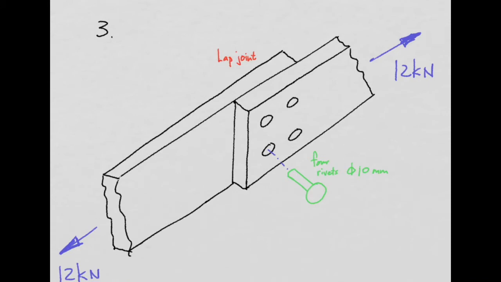Time for number 3. Number 3 speaks of a lap joint, and a lap joint is basically, as we see over here, two plates that are placed one on top of the other for a short portion anyway. And then in our case, we're going to drill 4 holes right the way through both plates. So you can't see the holes in the rear plate, but they go all the way through.